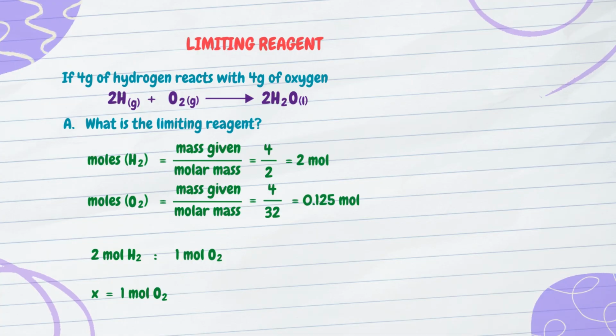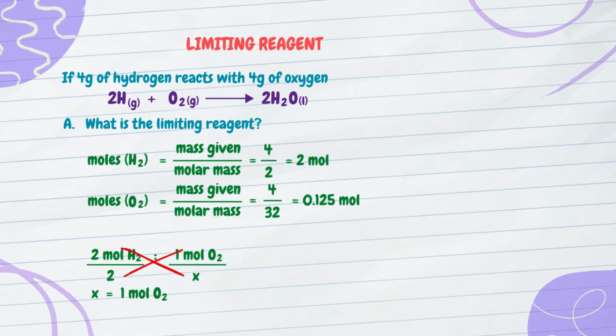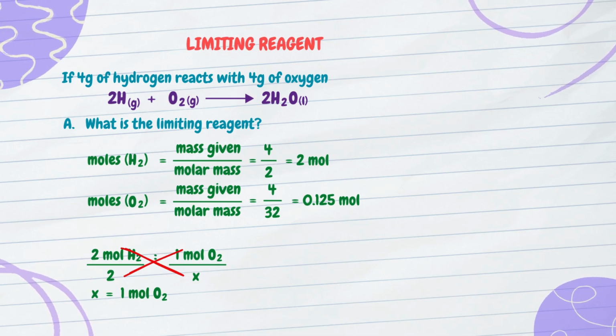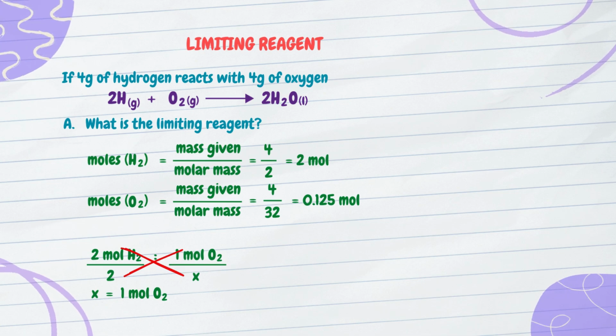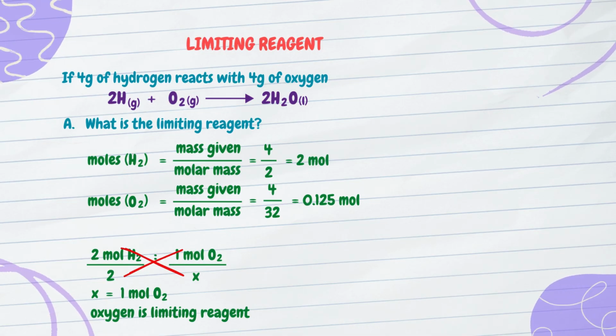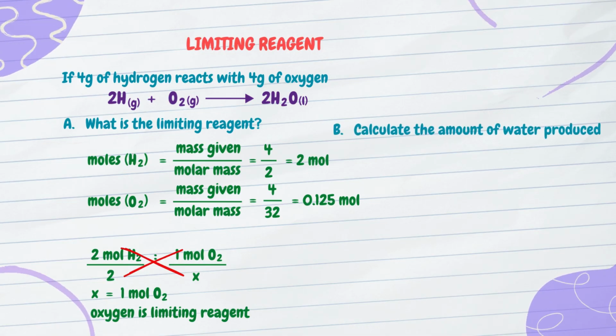From the calculation, we have found that 2 moles of hydrogen are available. How about oxygen moles? 0.125 moles instead of 1 mole are available. So in this chemical reaction, oxygen moles will run out first. Then oxygen is the limiting reagent. B. Calculate the amount of water produced.